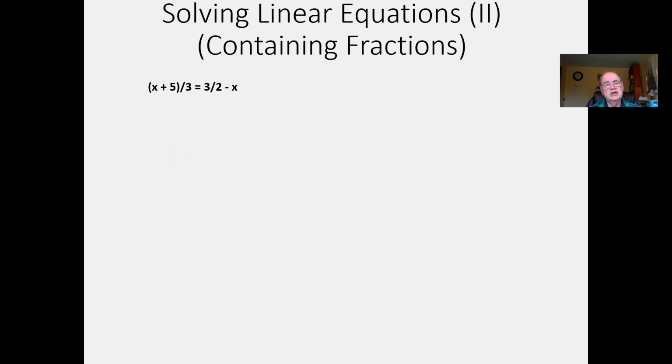Okay, let's try one where we're going to contain fractions. Here I have an equation that has a denominator of 3 on one side, and I've got a fraction of 3/2 on the other side. Important to realize that that is not 3 over 2 minus x. If I wanted to mean that, I'd have to put 2 minus x in a bracket so that 3 is over the entire expression, 2 minus x. That's not what this says. The 3 is only over the 2, not over the minus x. There are 2 separate terms on the right-hand side.